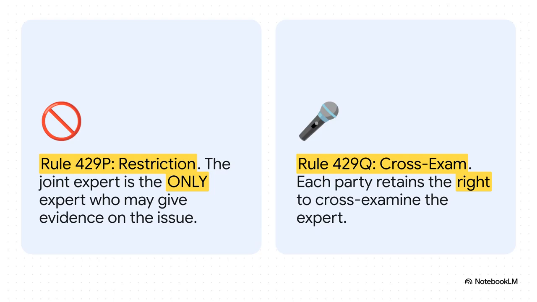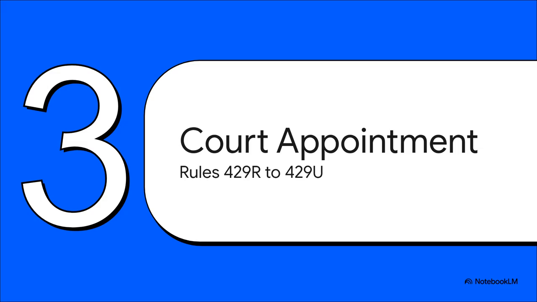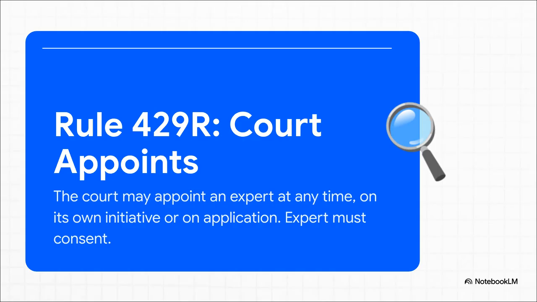Never forget that. But what happens if the parties just can't agree? Or what if the court itself decides it needs to step in? Well, that brings us to our second pathway, a court appointment, which is all covered by Rules 429R to 429U. The heart of this pathway is Rule 429R.